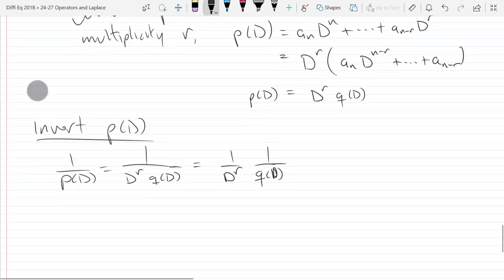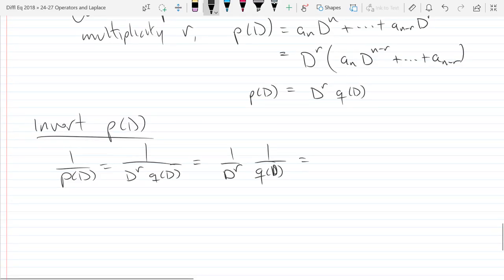What is the inverse operator of D to the r? So you could write it as D to the negative r, but what does that really mean? Integrate r times. Yep, integrate r times. So basically if you can factor out D or D squared or D cubed, the inverse operator is integrate that many times. So that's all we're going to do to handle this.